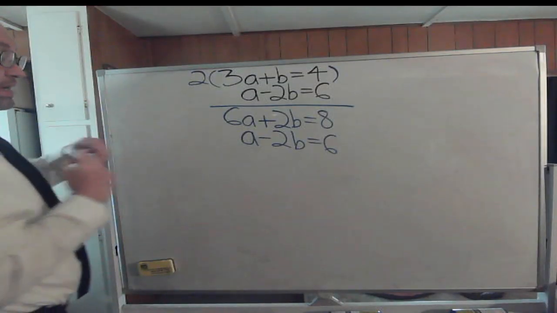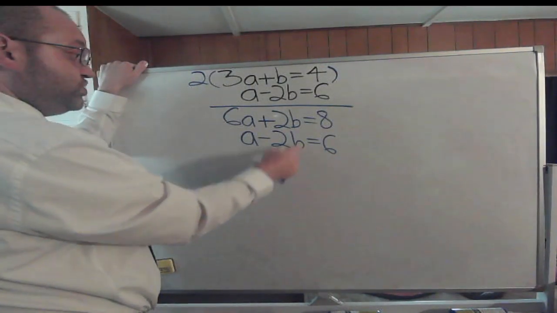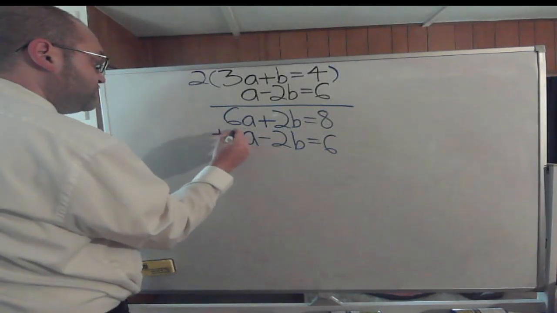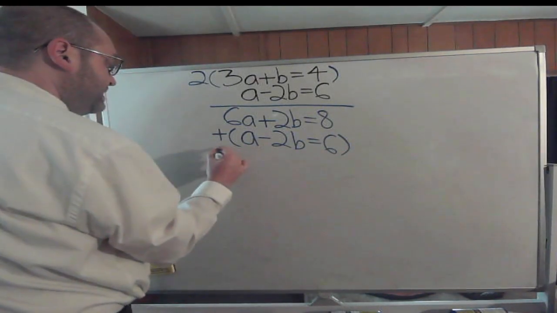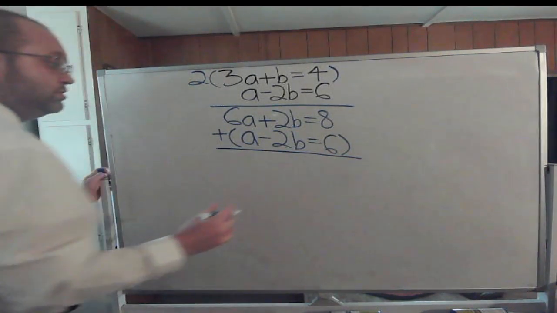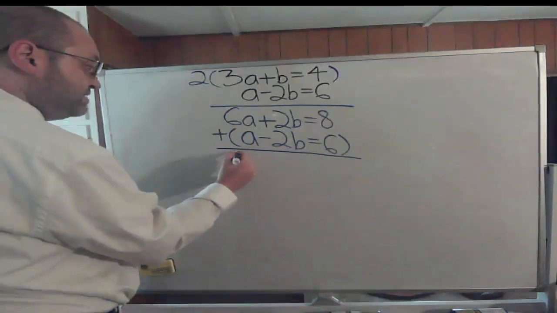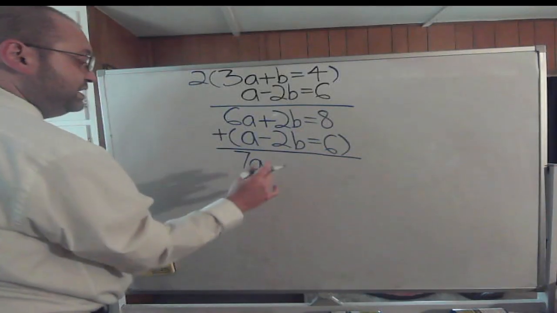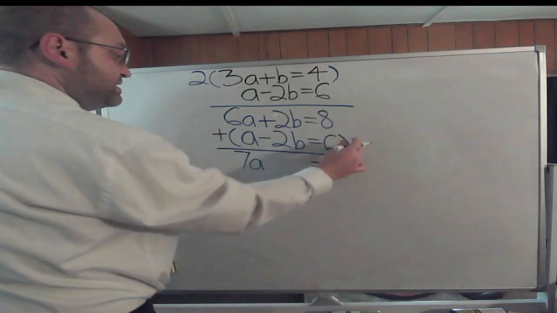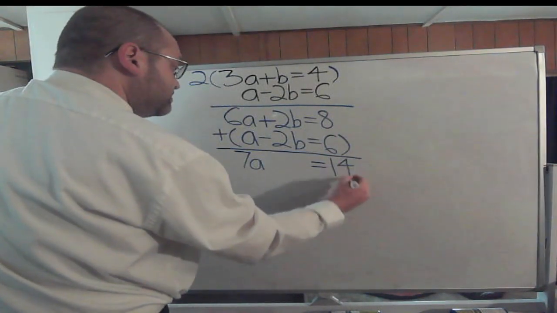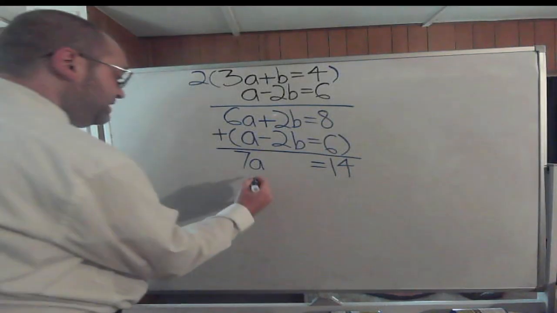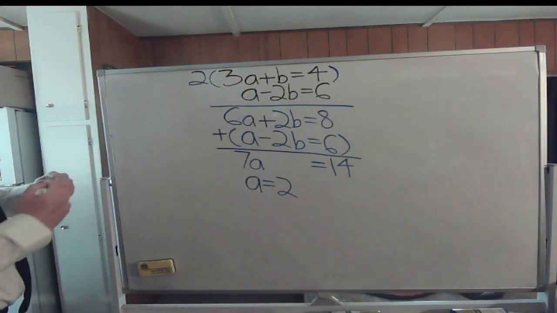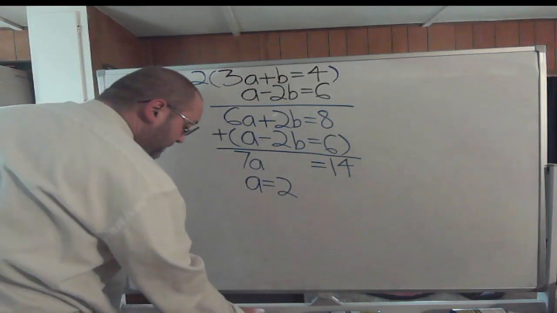Now, we notice the b's have the same coefficient, one positive, one negative, so all we have to do is add the second equation to the first, and we can temporarily eliminate the b variable. So 6a plus a is 7a, 2b minus 2b is 0, but 8 plus 6 is 14. So you have 7a equals 14, which would just give you a equals 2. So the a coordinate for the solution is going to be 2.